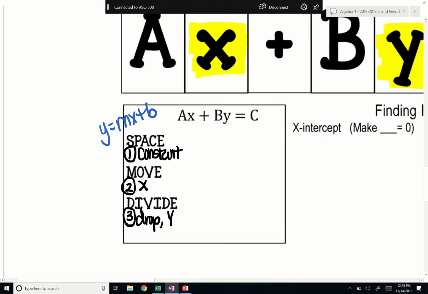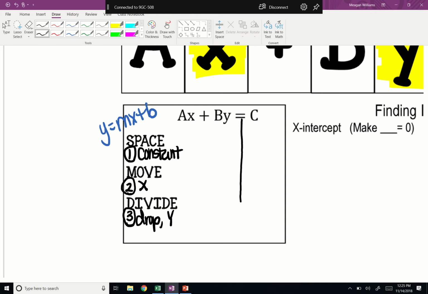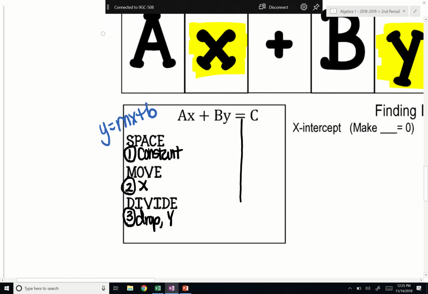Okay, we're going to go through the same steps here. So draw a line from your equal sign. What would be my constant? What is standing by itself with no variables? So I'm going to space out the C. What type of C is that? Positive. So I've spaced it out.